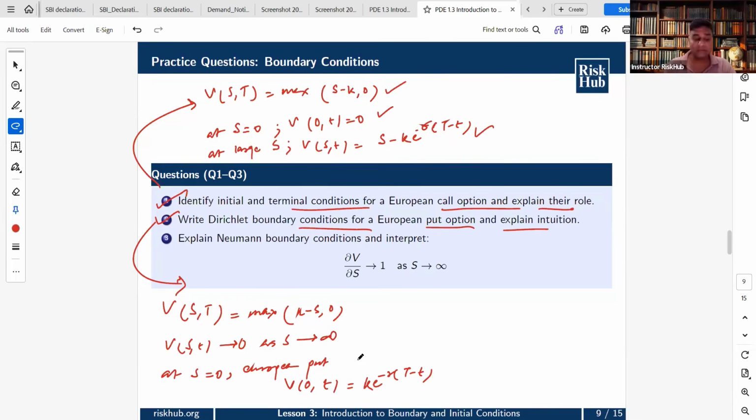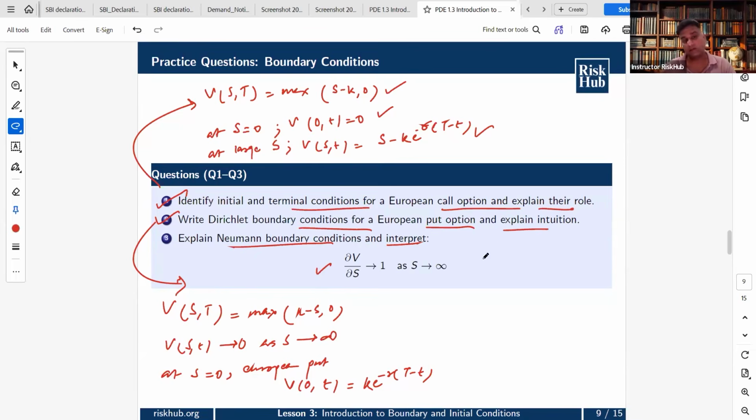Okay. Next one is: explain the Neumann boundary conditions and interpret them. The partial derivative of V with respect to S tends to 1 as S tends to infinity. This means delta approaches 1 for a deep in-the-money call, which often behaves like the underlying stock. A deep out-of-the-money call has delta near 0, and an at-the-money call around 0.5. Broadly speaking, a deep in-the-money call is near 1. This is useful in numerical pricing because the PDE grid needs sensible slope behavior at large S.